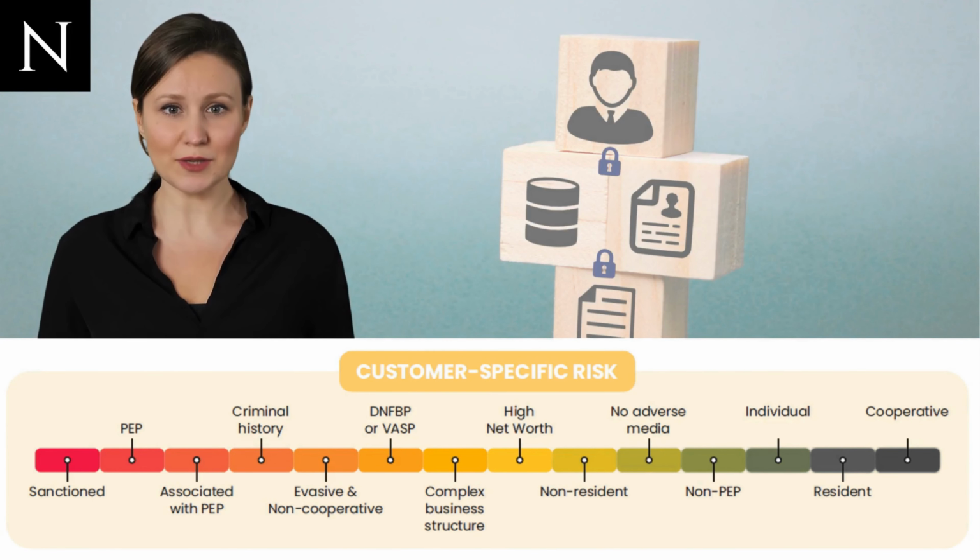If you are a cooperative customer or a resident of the UAE, the risk from such a customer may be considered low. A customer with no adverse media or a non-PEP customer has low ML risks. But the risk is average if you find a customer with a high net worth, non-resident, and a complex business structure. While customers engaged in goods or services associated with money laundering typologies, such as virtual asset service providers or designated non-financial businesses and professions, can be construed as posing a little higher risk. A customer with a criminal history or being evasive and non-cooperative raises high suspicion. The risk is unacceptably high if the customer is on a sanctioned list.